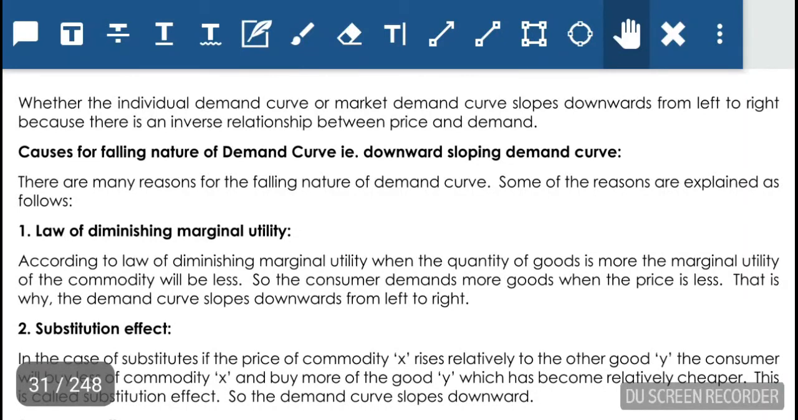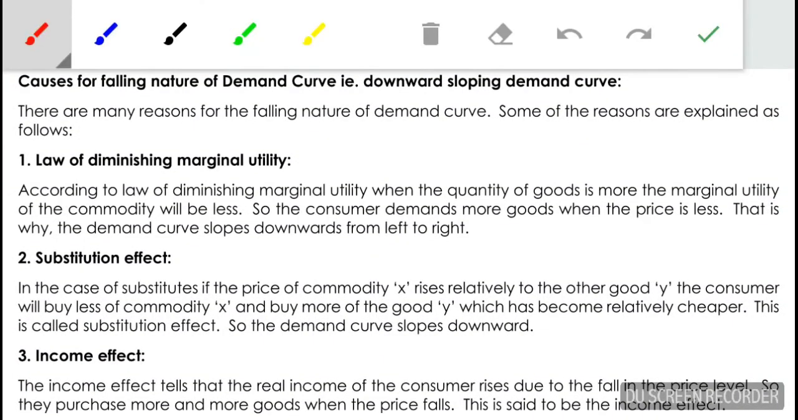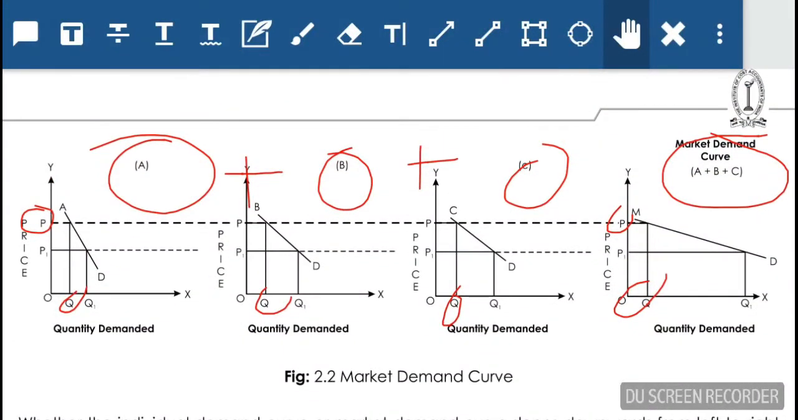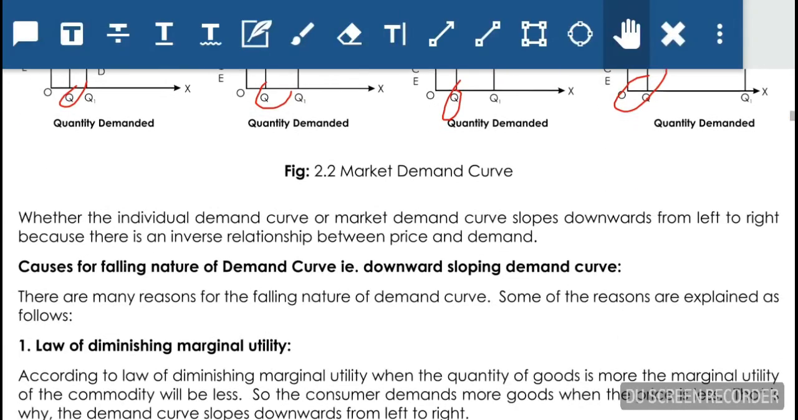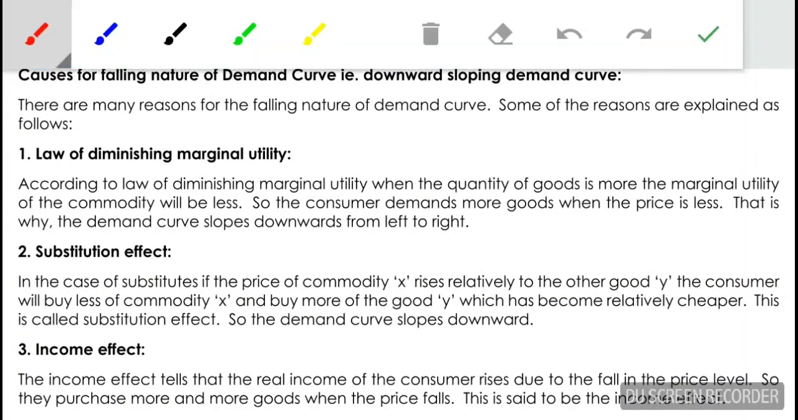Now, we are going to see why the demand curve slopes downward. As you can see, the demand curve is sloping downward from C to D. Why is it sloping downward, or why is there an inverse relationship? First is the law of diminishing marginal utility, as I have already said in my previous lecture.